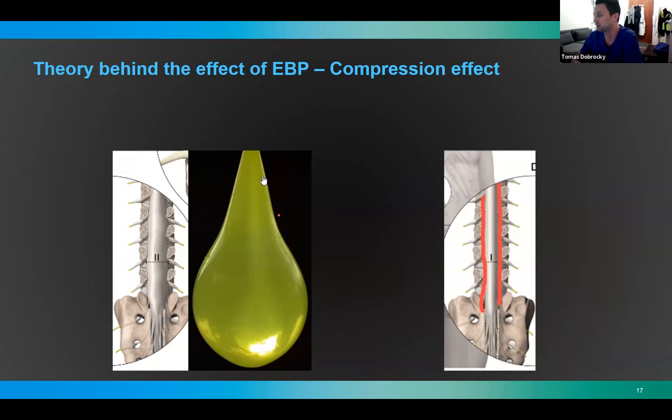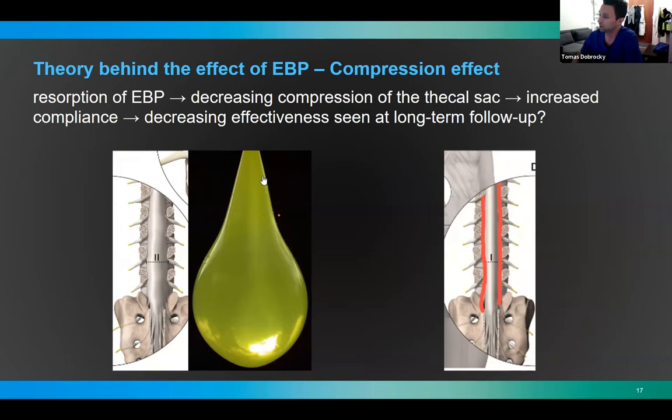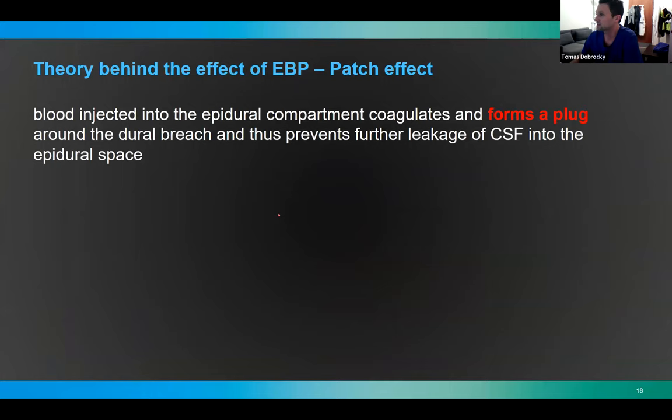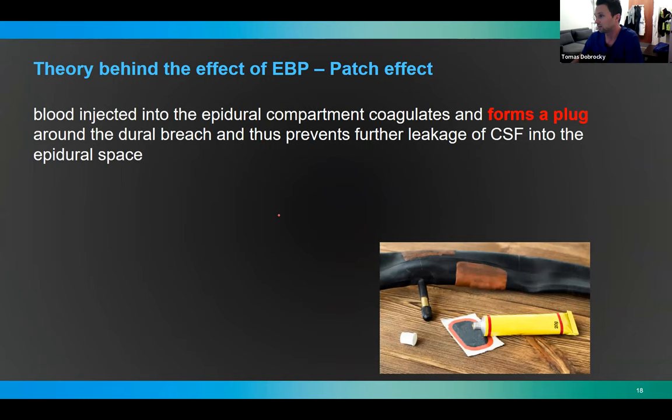However, if we look at the blood patch, the blood in the epidural space is increasingly being resorbed. So the question is, when the blood has resorbed, how is the blood patch going to work? And this is where the patch effect comes into place. What we believe is that there is a form of a plug around the tear that forms a kind of tissue that will prevent further leakage of CSF.